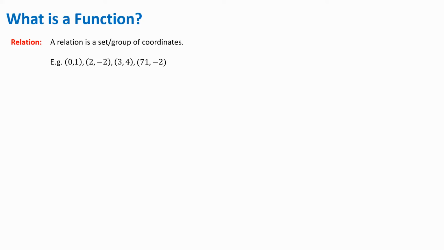So I just picked out (0, 1), (2, -2), (3, 4), (71, -2). I could have put a 0, a million there if I wanted to, and that would just be a set of coordinates. A set of coordinates is called a relation. Okay, so if it's not a function, it's a relation. That's how simple it is.